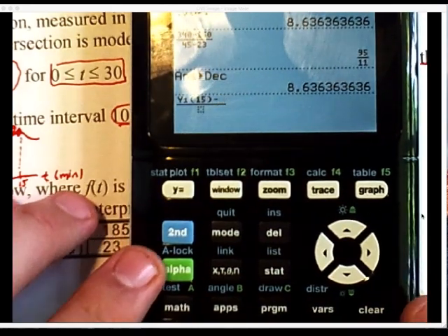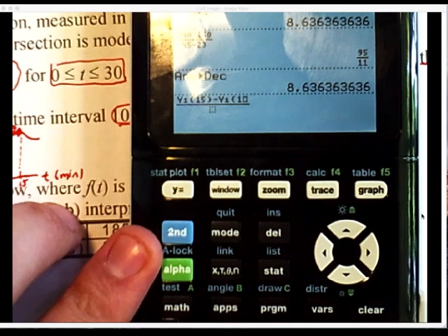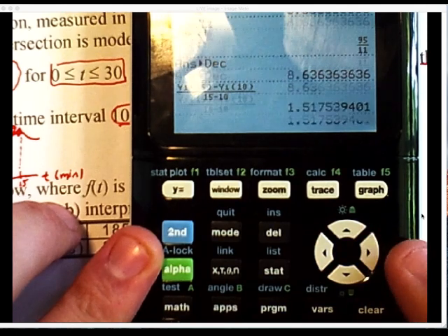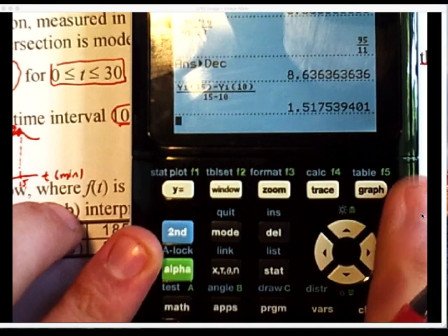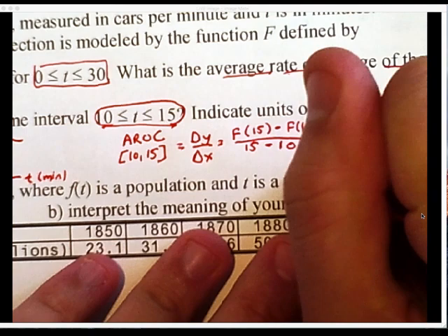Subtract off the y value at 10. Then in the denominator, I just do 15 minus 10. Hit enter, and there we go. 1.518 if I round. So my answer, 1.518.